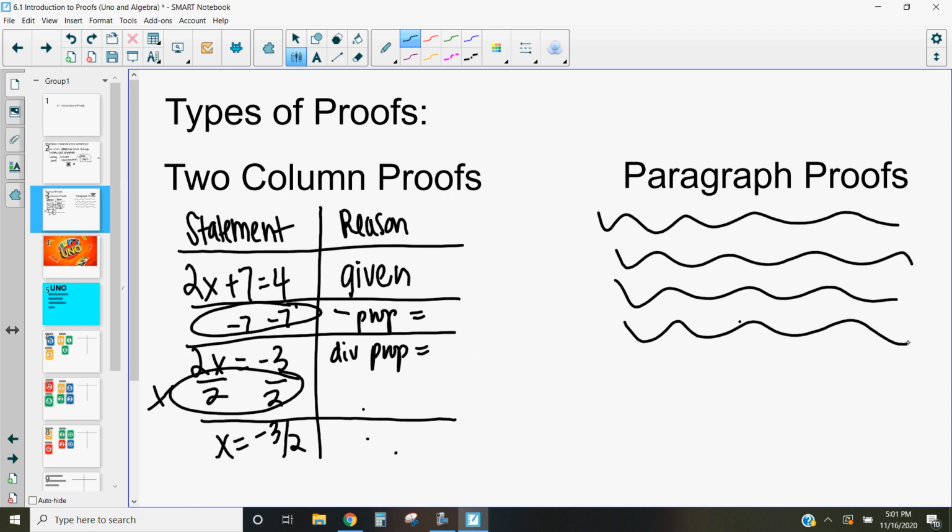In our class, we're mostly going to be dealing with two-column proofs, but be aware that you can always write a paragraph proof and it will be correct. Just make sure that your paragraph proofs also include a statement and a reason, because those are the two key parts of a mathematical proof.